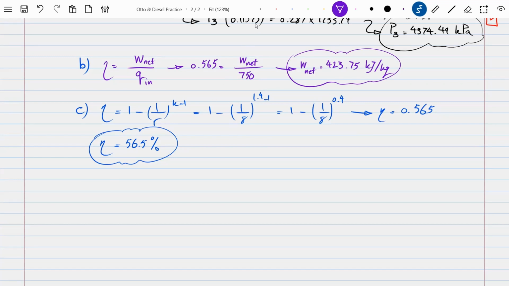All right. Again, I want to emphasize that there are other ways of calculating the W net prior to calculating the efficiency, but I think this is the easiest way of doing it.